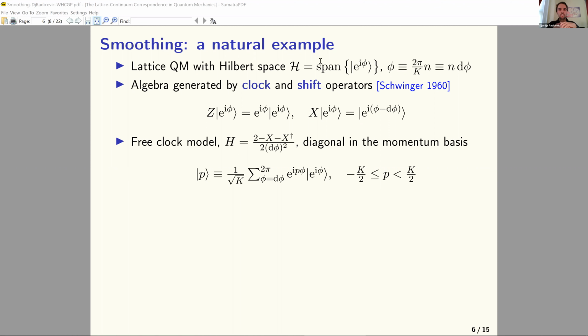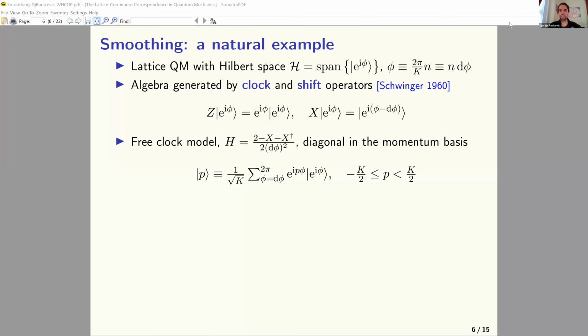So let me start with lattice quantum mechanics with a k-dimensional Hilbert space that's spanned by these points on the unit circle that you see here. So these are evenly spaced points labeled by this phi, with distance between them 2 pi over k, or d phi. So we can assume that k is large, but for this first part, that's not even a necessary assumption.